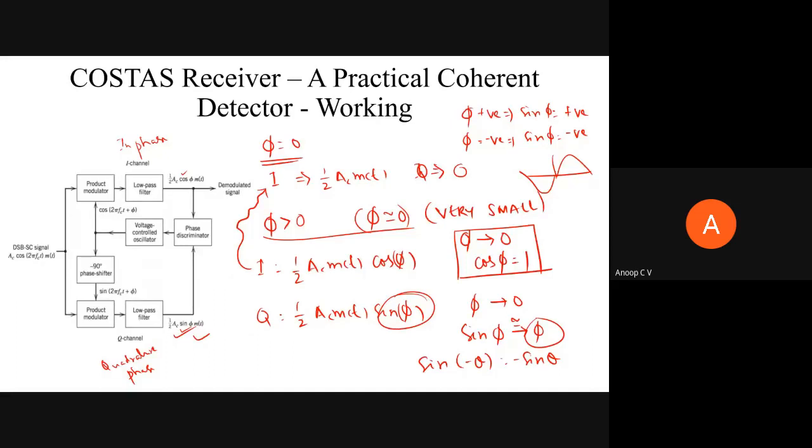So depending upon that, this phase discriminator will produce some error signal, and accordingly the voltage controlled oscillator will correct its output such that the phase difference is reduced. It continues like this. So this is a practical method using which we can bring in phase synchronism.